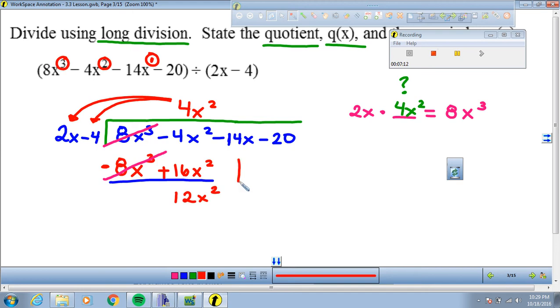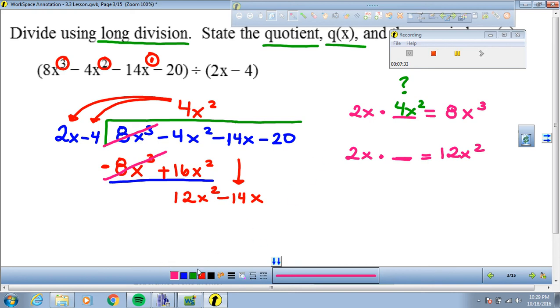What to do next after here? You're going to bring down the next term, so -14x. So you're going to start all over again the process. Take the first term on the outside, multiply times something to equal to what? Again, you're going to equal it to the first term of the last answer that you have here. So to 12x to the second power.